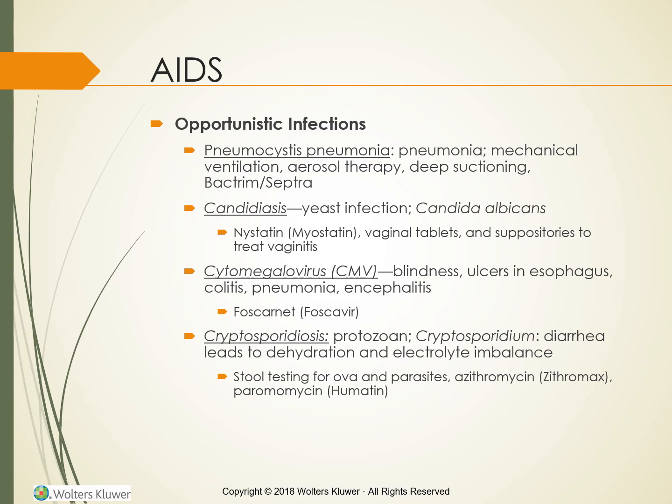Mechanical ventilation may be necessary to sustain adequate pulmonary function. Aerosol therapy and deep suctioning often are necessary to clear the lungs of thick sputum. To prevent and treat Pneumocystis pneumonia, Bactrim and Septra are prescribed. Monthly aerosolized pentamidine isethionate, which is called NebuPent, is also effective.